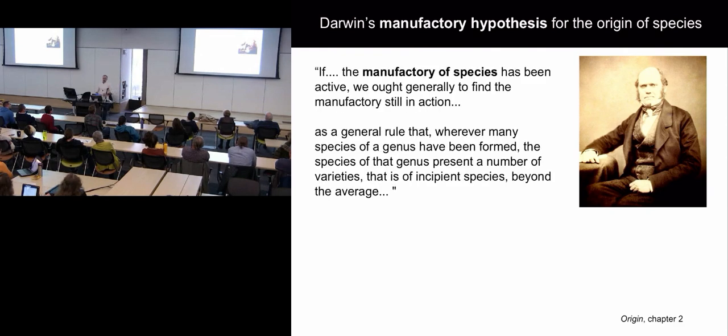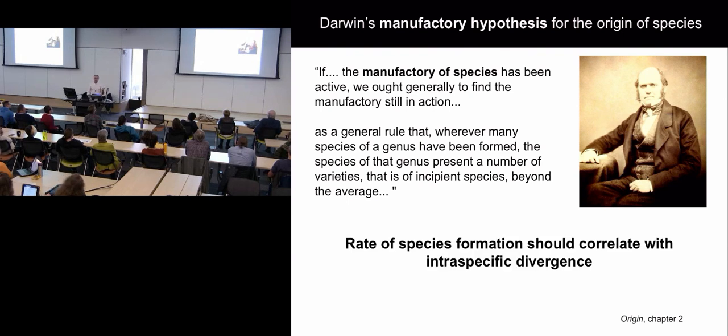So he writes in the Origin, he says, if the manufactory of species has been active, we ought generally to find the manufactory still in action. And as a general rule, wherever many species of a genus have been formed, the species of that genus present a number of varieties, that is, of incipient species. So basically, if you have something that has lots of speciation, it should also have lots of incipient species or lots of divergence at the subspecies level. And so the rate of species formation in this framework should correlate with intraspecific divergence measured somehow.